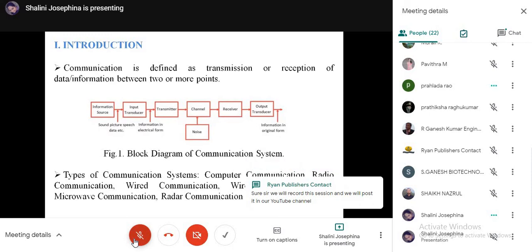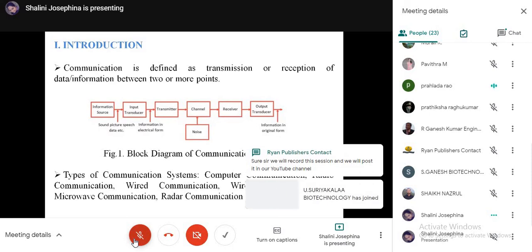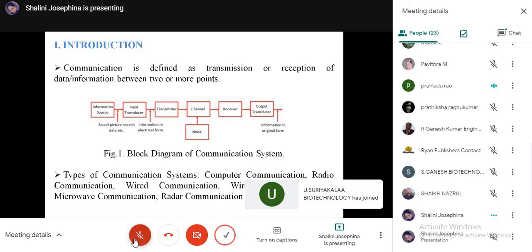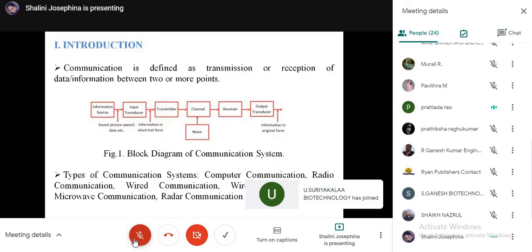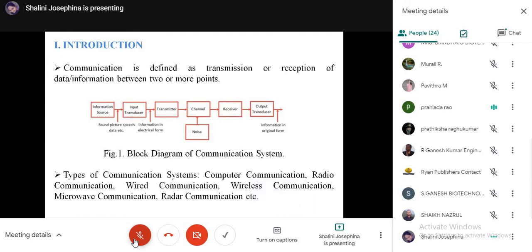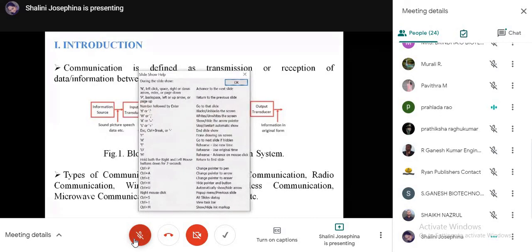Thank you. First, coming to the introduction, in general terms, communication is defined as the transmission and reception of data or information or signals between two or more points. Communication is nothing but an act of sending and receiving messages between two or more entities. Okay, now figure 1 shows the general block diagram of any communication system.